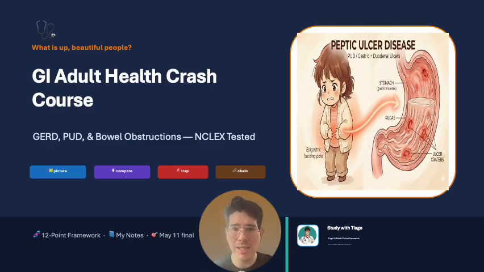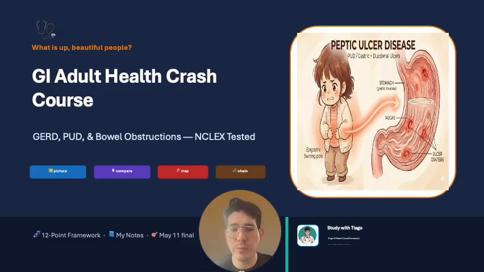Today, we are covering upper and lower GI for adult health. The main conditions are GERD, peptic ulcer disease, gastritis, hiatal hernia, IBS versus IBD, ulcerative colitis versus Crohn's, diverticulitis disease, bowel obstruction, and colorectal cancer screening.